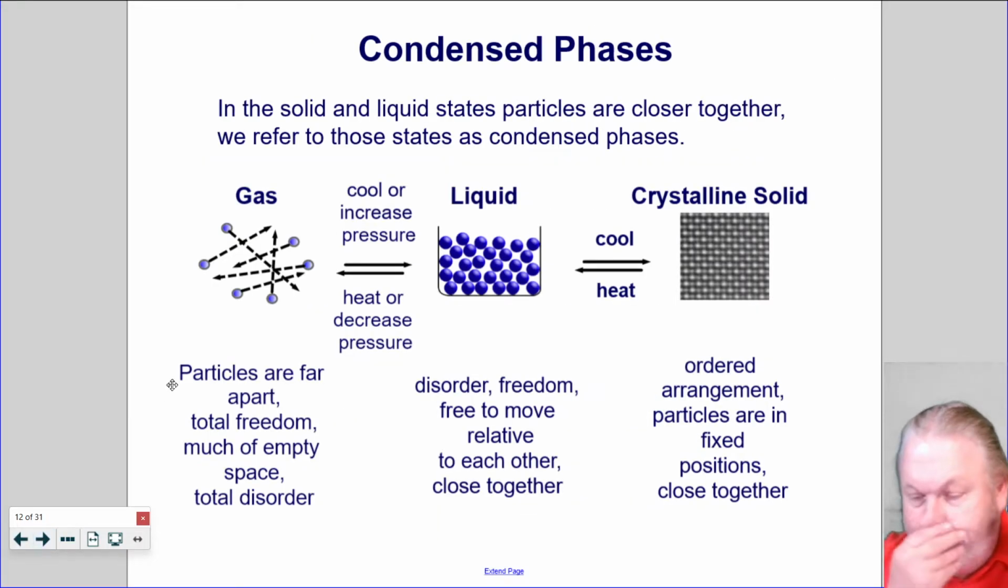So, in the solid and the liquid states, the particles are extremely close together, or we say they're condensed, and we call these the condensed phases. Again, in the liquid, there's some freedom, but they're relatively close to each other. In a crystalline solid, the particles are in a fixed position. All they're going to do is vibrate. So those are what we call the condensed phases.